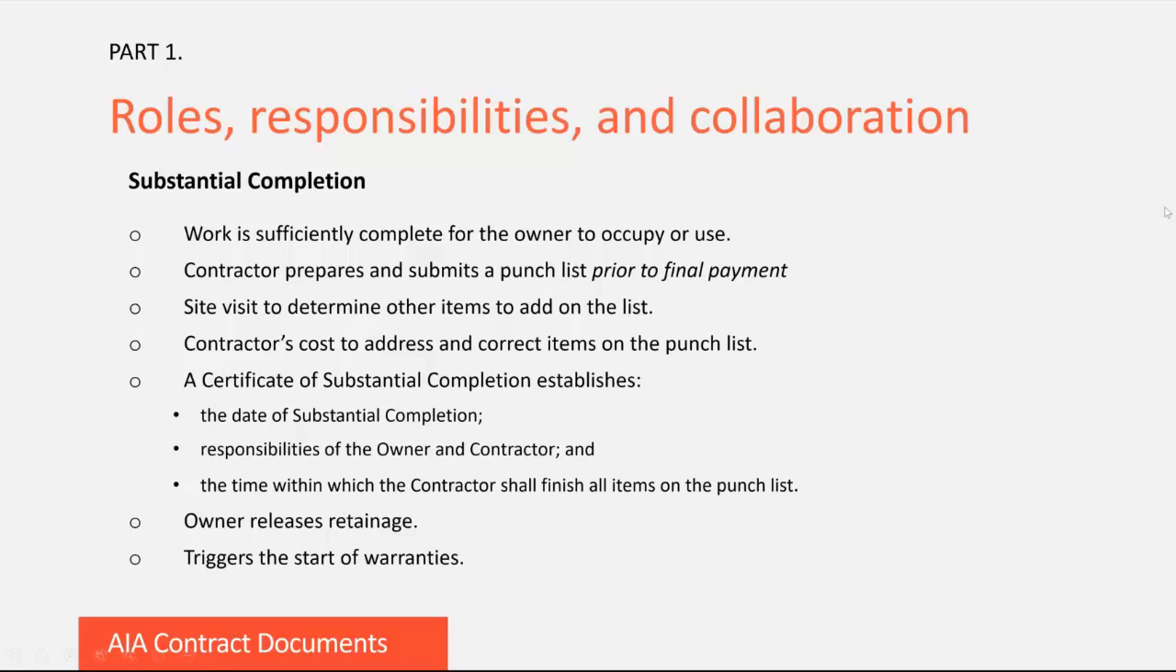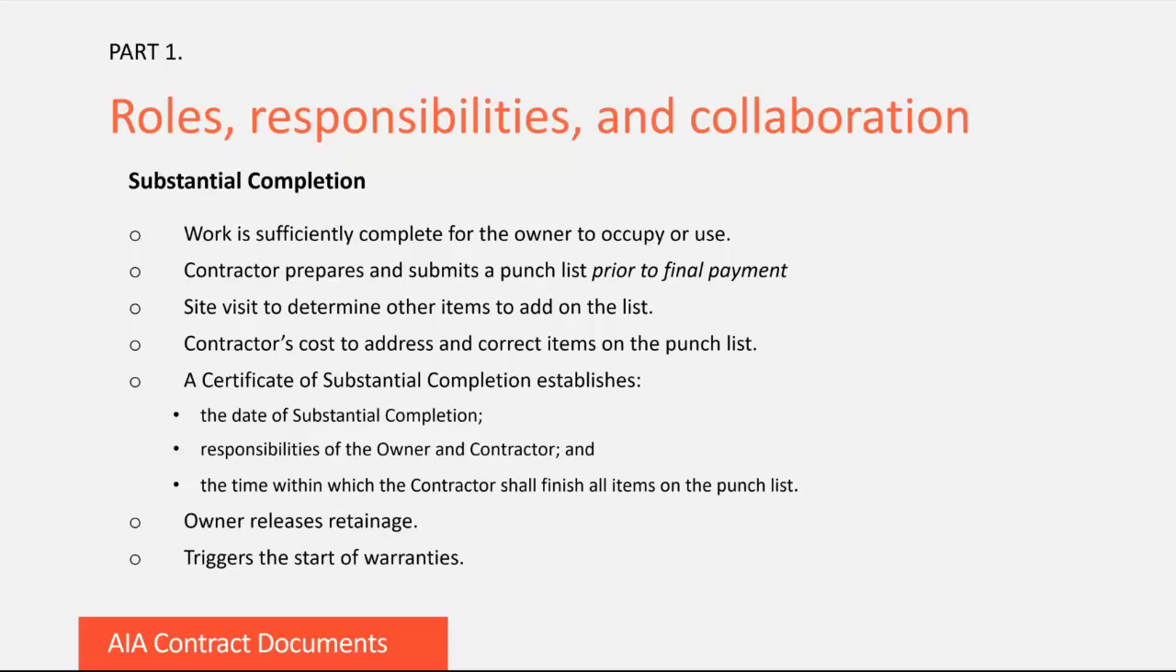So let's assume that you and the owner have worked out any claims and disputes. Neither of you terminated the contract, and the project is now at the substantial completion phase. This occurs when the work is sufficiently complete so the owner can occupy or use the work for its intended purpose. At that time, the contractor should prepare and submit to the owner, architect, engineer, or CMA a comprehensive punch list prior to final payment. Now, one or all of the aforementioned parties should visit the project site to determine if there are other items to add to the list.